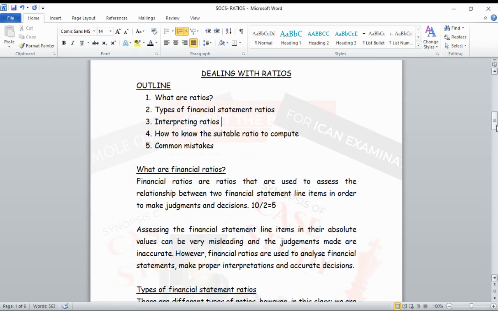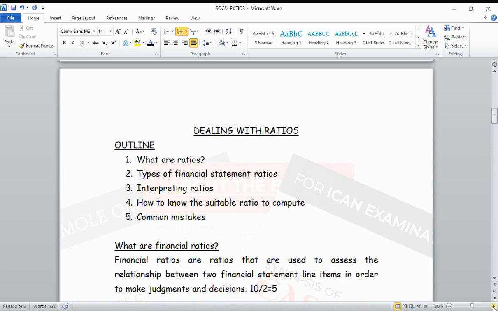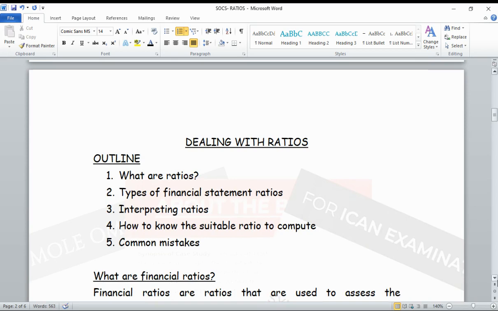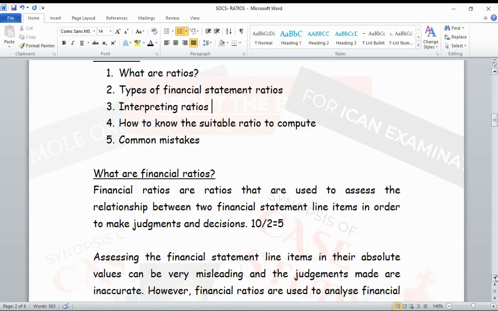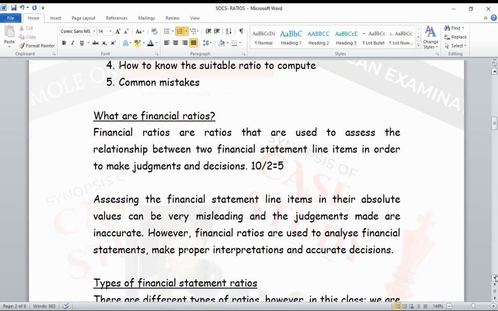All right. So in today's video, we're discussing what ratios are, the types of financial statement ratios, how to interpret ratios, how to know the suitable ratios to compute, and common mistakes that you definitely should avoid. So let's start. So basically, what are ratios? So let's clean this first.